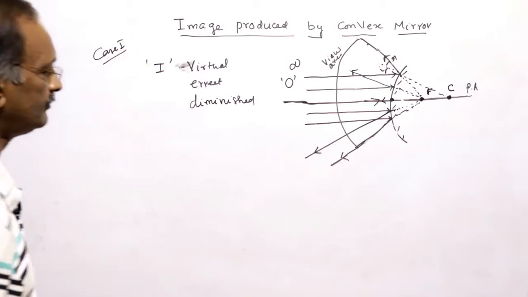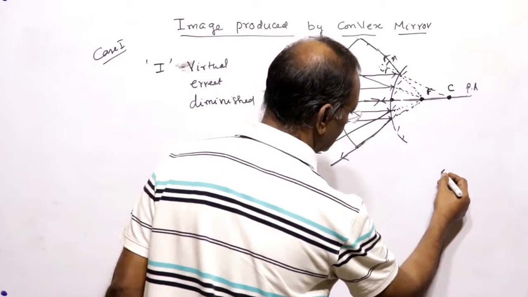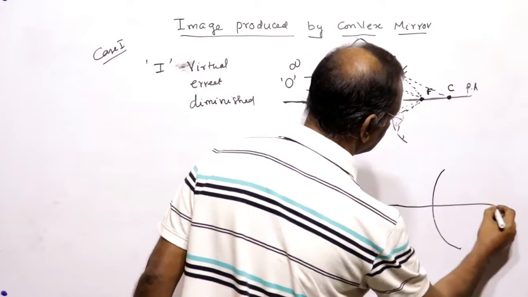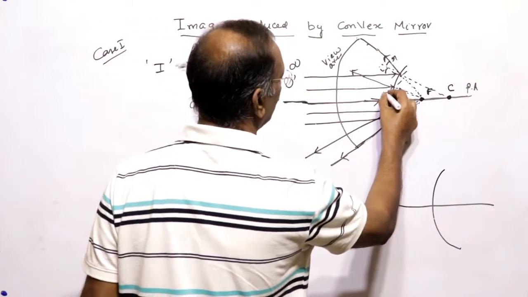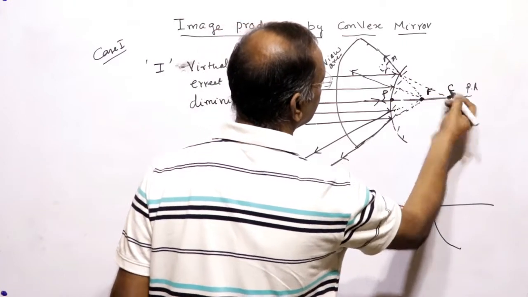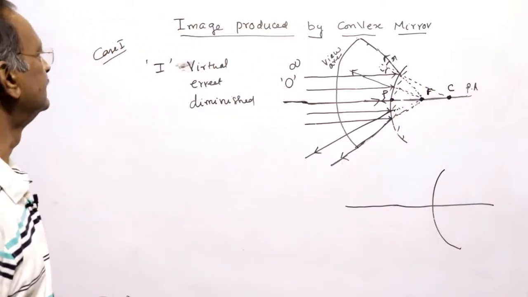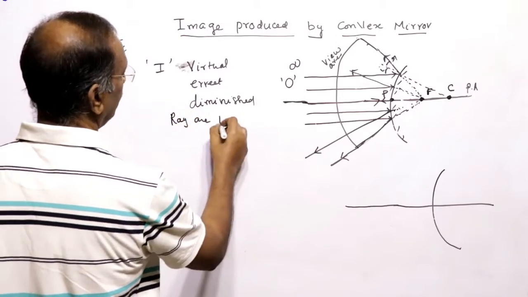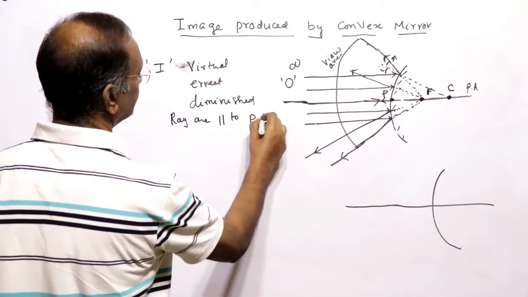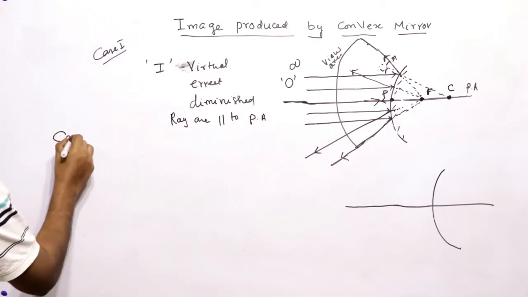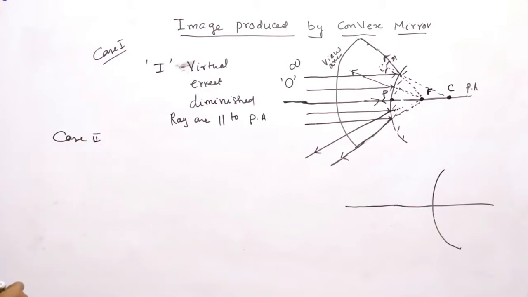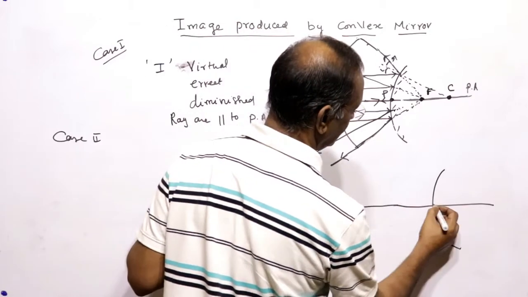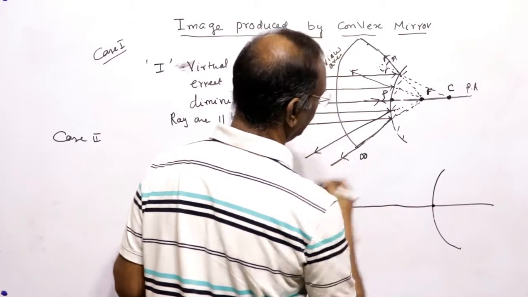Case 2. When the convex mirror is like this, this is the pole, this is the focus, this is the center of curvature. In case 2, the rays are oblique, falling at an oblique angle. So we can say the object is kept at infinity here.